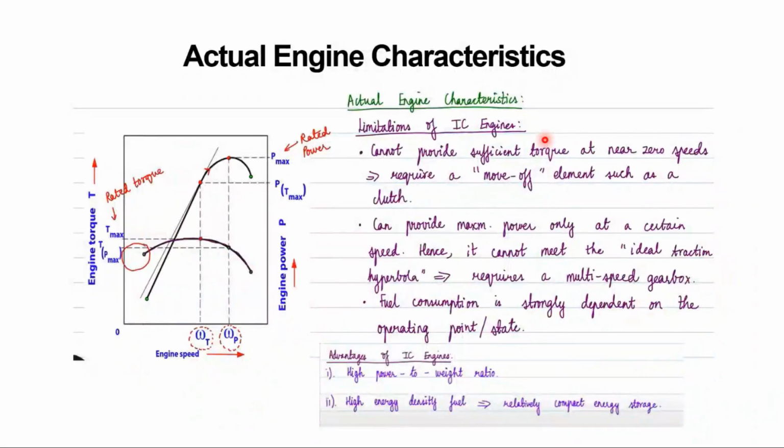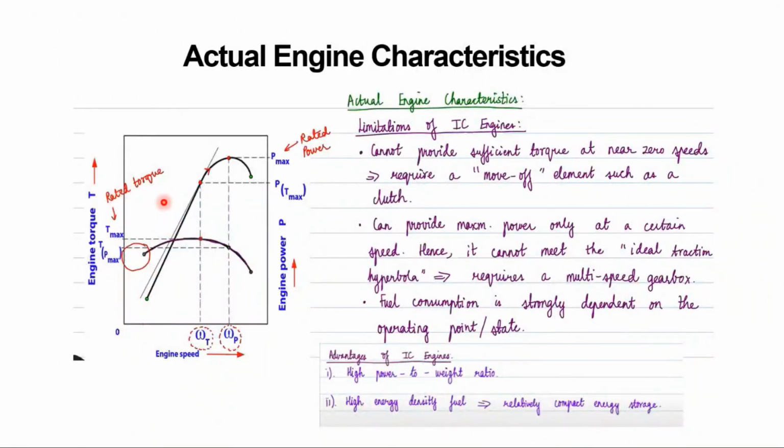The torque for an engine, what it means for a vehicle, and how the torque is being provided. That is where this slide comes into the picture. This is the characteristics of an engine. The engine speed is given on the x-axis, the engine torque on the y-axis, and one more axis with engine power. You can see the graph where the rated power is achieved only if you have the rated torque.